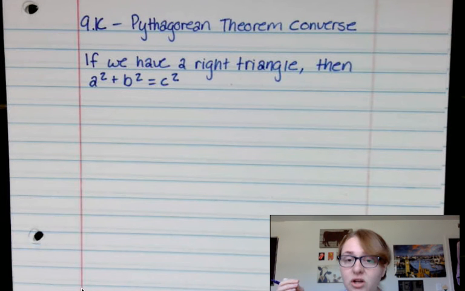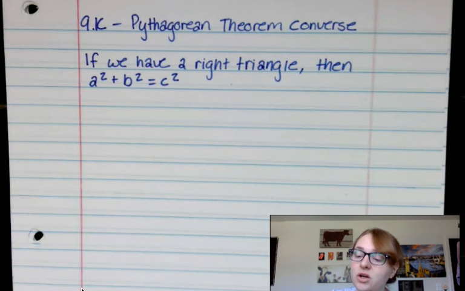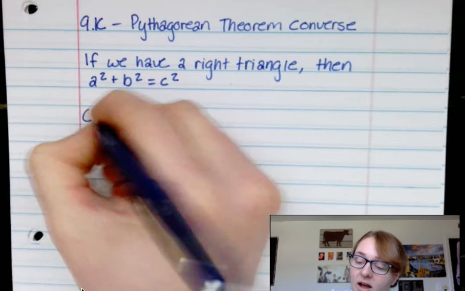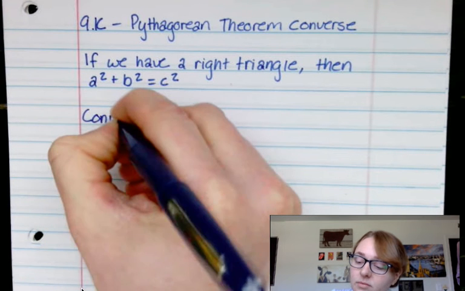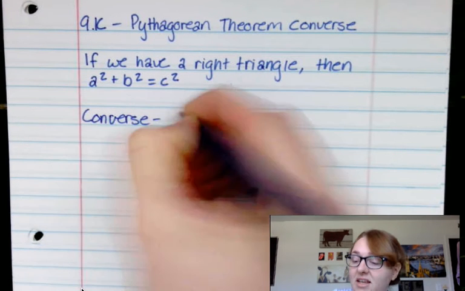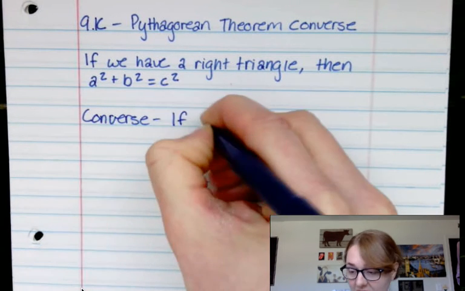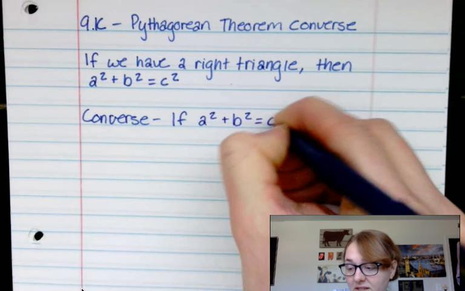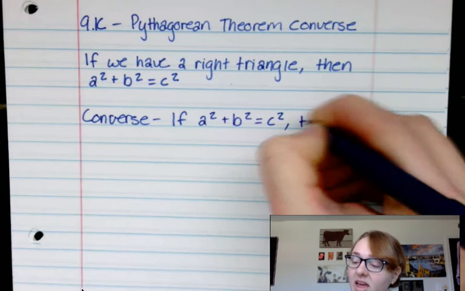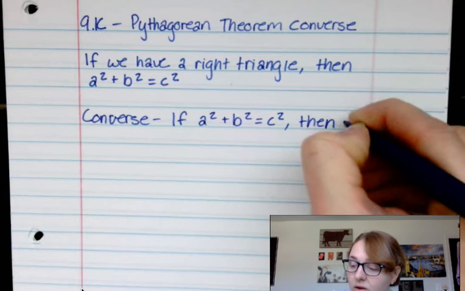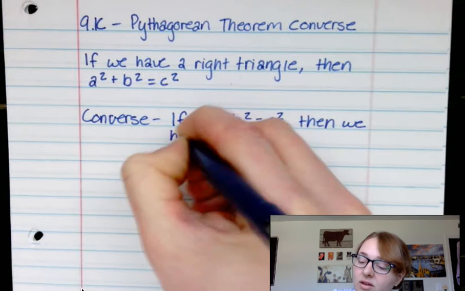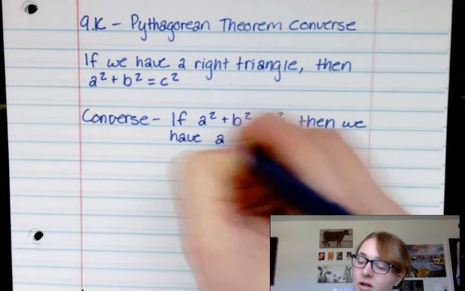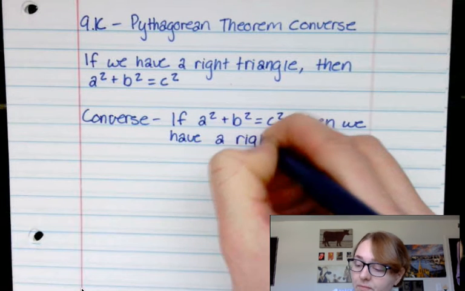Now remember, we learned this way back in chapter 2 last semester, that whenever we hear the word converse, we're going to switch the if and the then parts of our statement. So our Pythagorean theorem converse says that if a squared plus b squared is equal to c squared, then we have a right triangle.